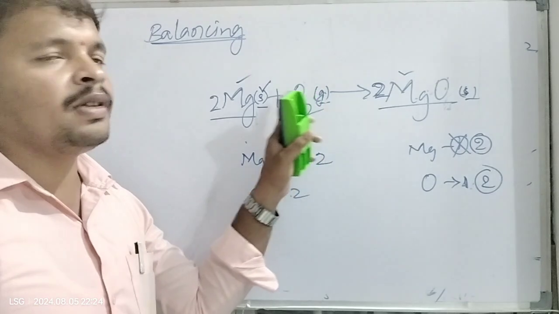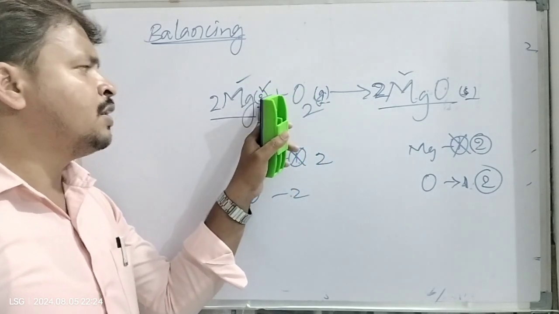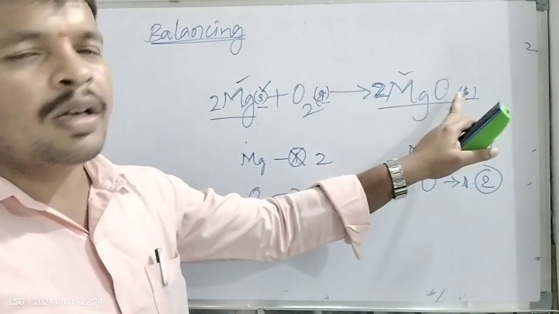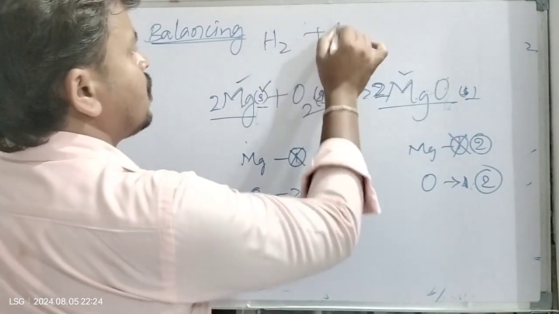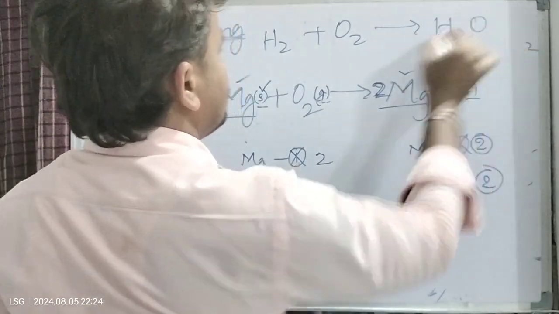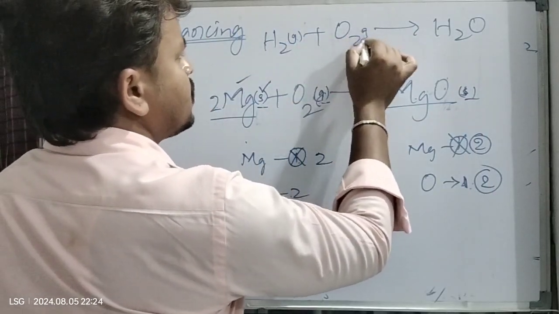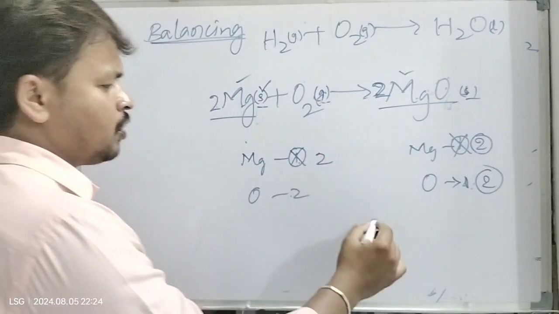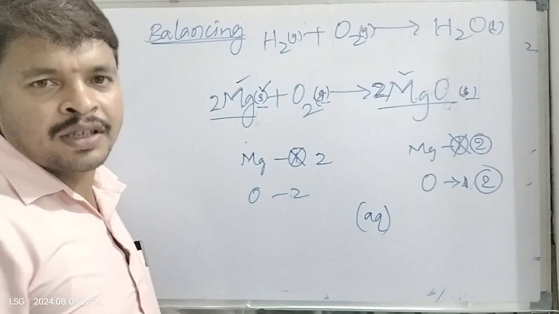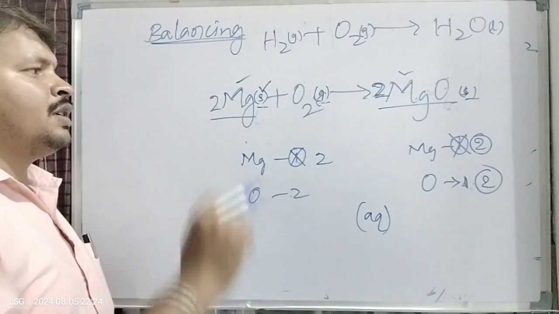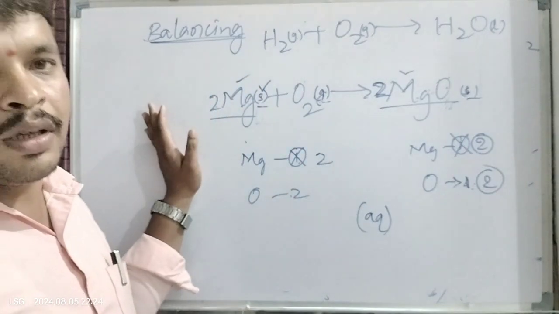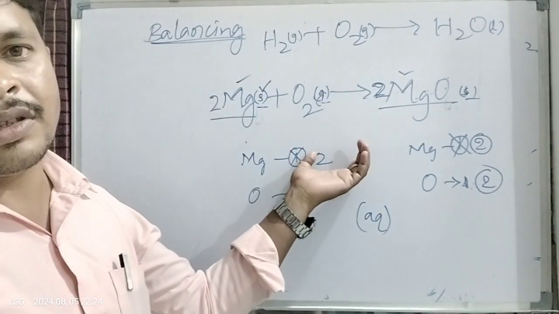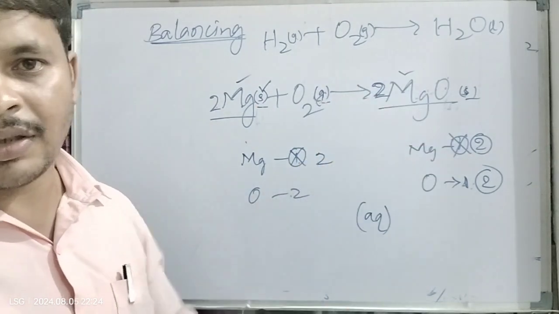The state of the matter will be shown by writing the letters in the bracket that indicates solid, gas or liquid state. For example, hydrogen plus oxygen gives water, hydrogen gaseous state, oxygen gaseous state, water liquid state, like that. Somewhere I have written AQ, aqueous state. So these are the examples to show the chemical equation and balancing equation, and we can give some more examples related to balancing the equation in the next classes.